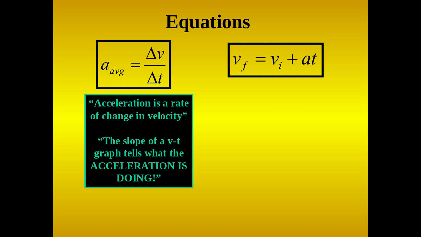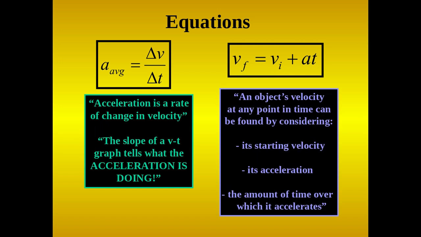So this equation is going to come in handy for a lot of different units that we cover. It helps you to bridge different topics together. So your Vitat formula, Vf equals Vi plus at. An object's velocity at any point in time can be found by considering its starting velocity, its acceleration, and the amount of time over which it accelerates. Now, do keep in mind, acceleration, we could talk about deceleration, and deceleration is negative. So your acceleration absolutely 100% can be negative.